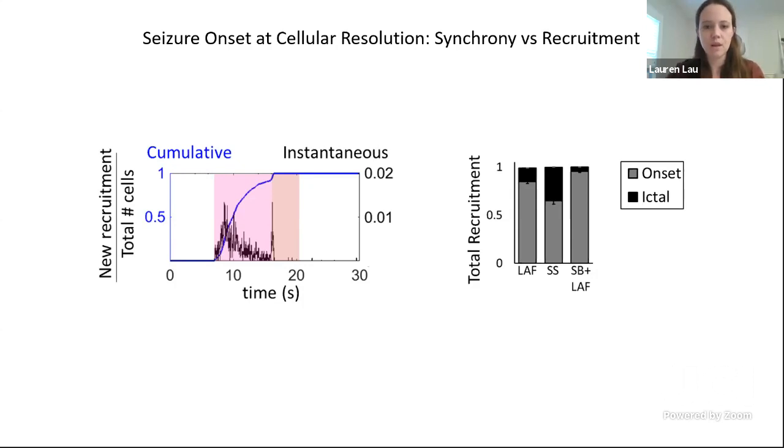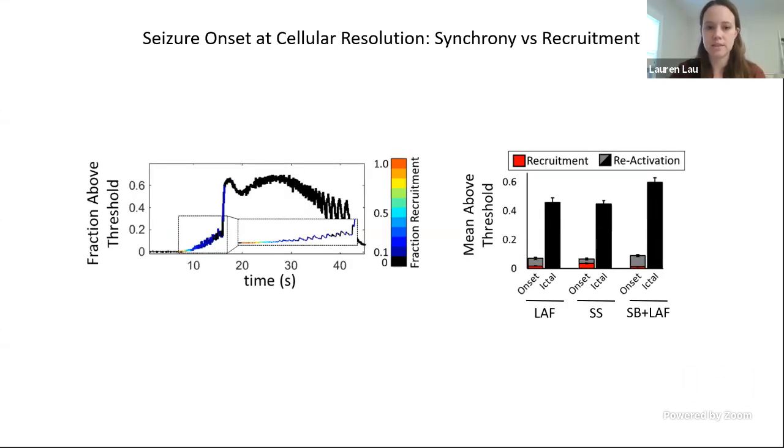And I've quantified this across many seizures of the 3 different seizure onset types, and that seems to be universally true: we have a large amount of the recruitment occurring during the onset period, and particularly in low amplitude fast and spike burst. Almost the entire network is activated in the onset period.